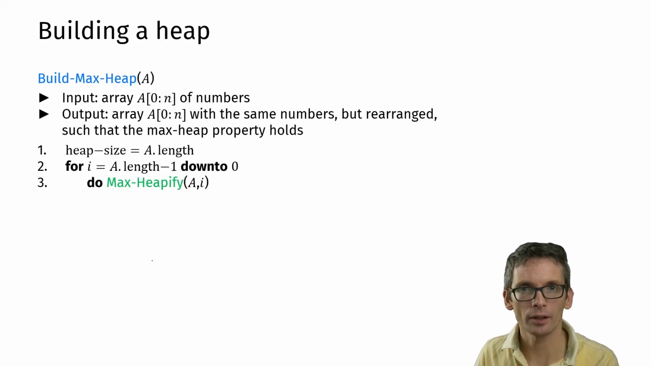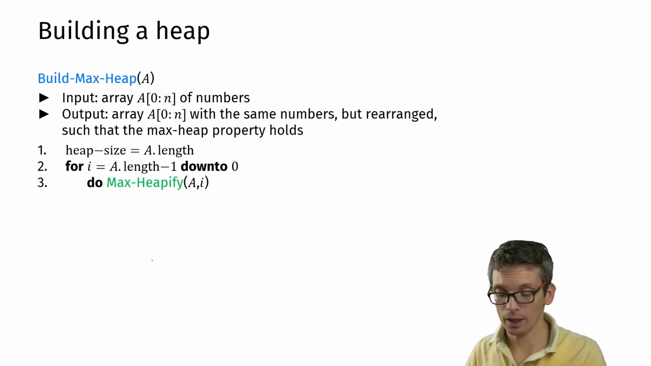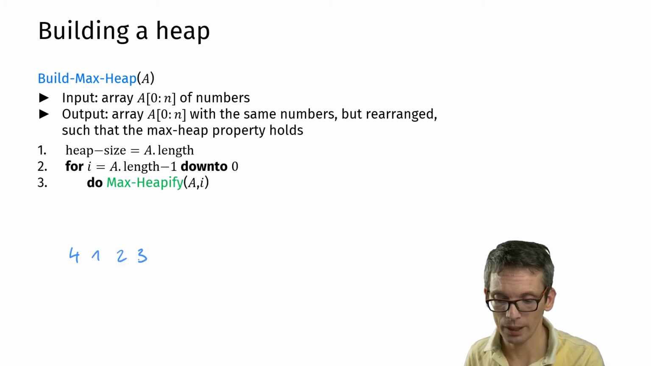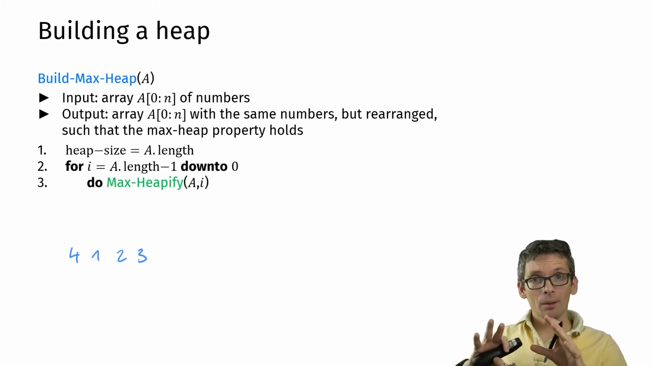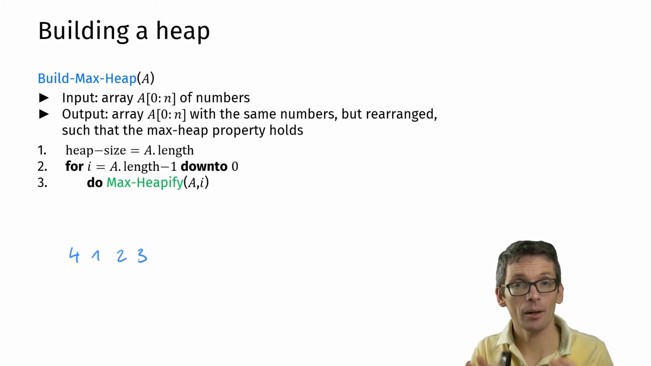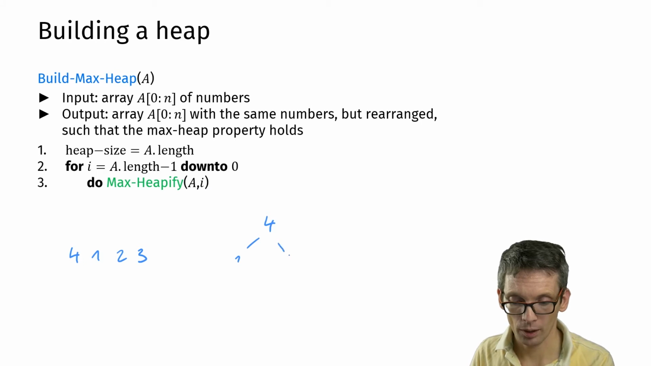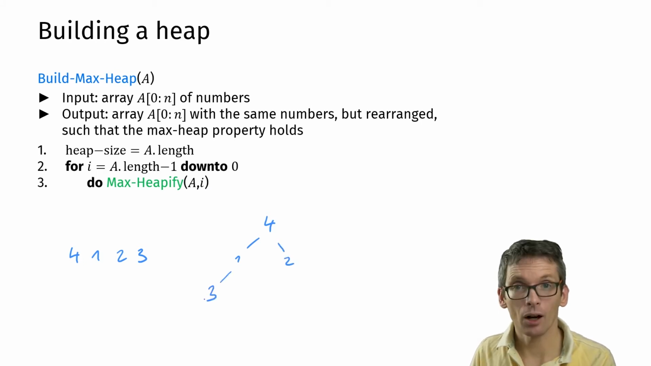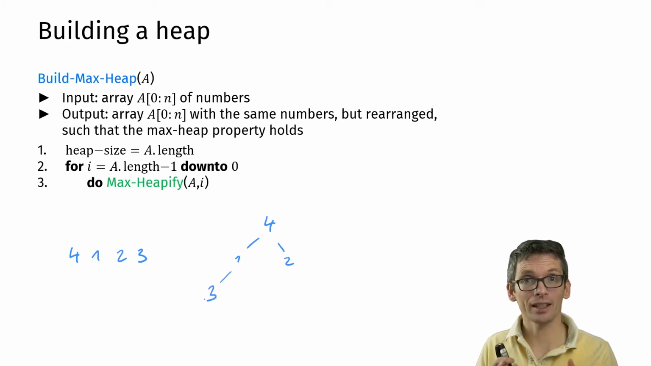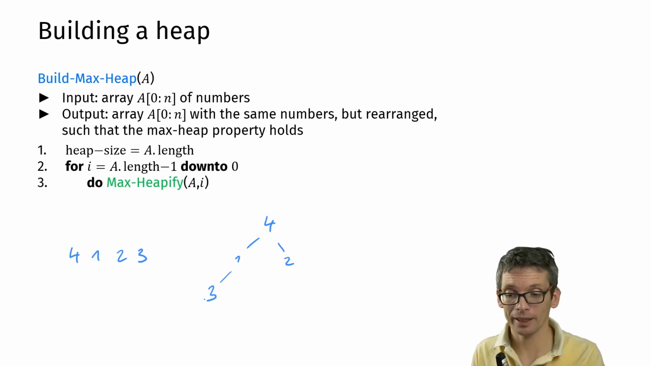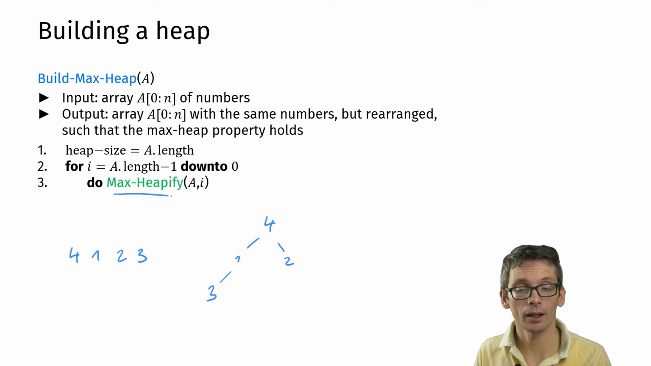So how do we do this? We do this by the following algorithm. And what does it do? We have as an input some array. So let's say 4, 1, 2, 3. Now we simply interpret this as a max heap. So think of this as being 4, 1, 2, 3. Now obviously the max heap property is violated, but we have a nice way to fix the max heap property, and that is using Max-Heapify.